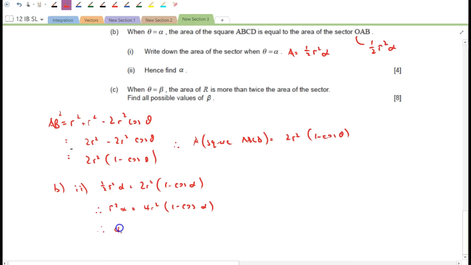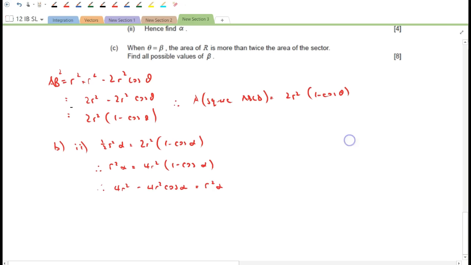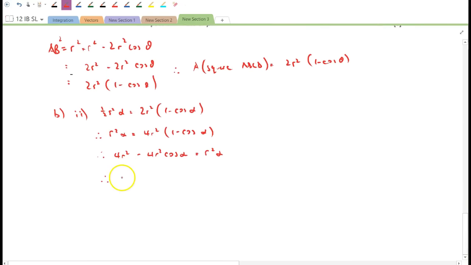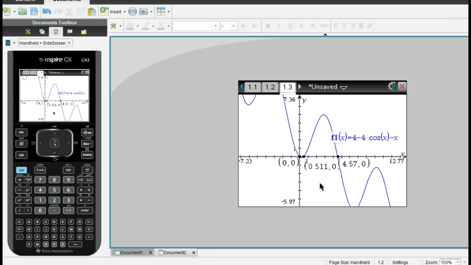So therefore 4R squared minus 4R squared cos alpha is equal to R squared alpha. And we might just divide through by R squared. Remember, R has to be positive, so dividing through by R squared is okay. So 4 minus 4 cos alpha minus alpha is equal to 0. Now the way to solve that will be to go into the graphics calculator. 4 minus 4 cos alpha.